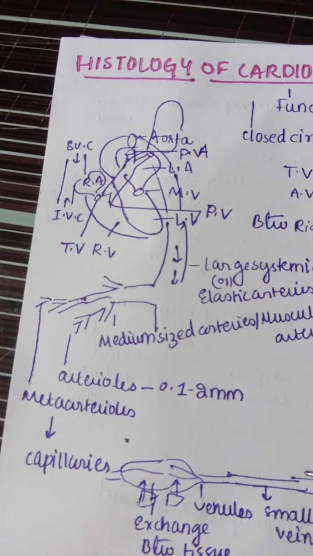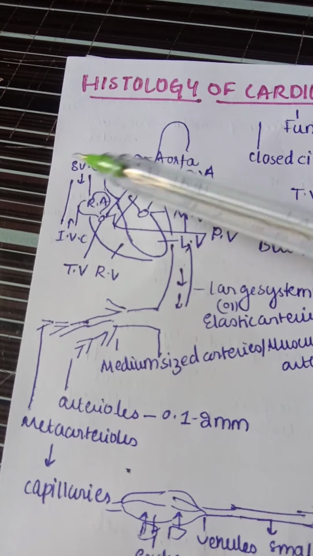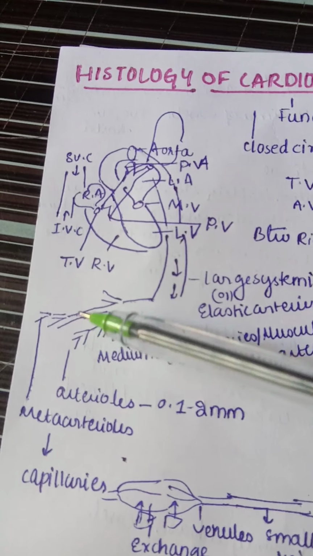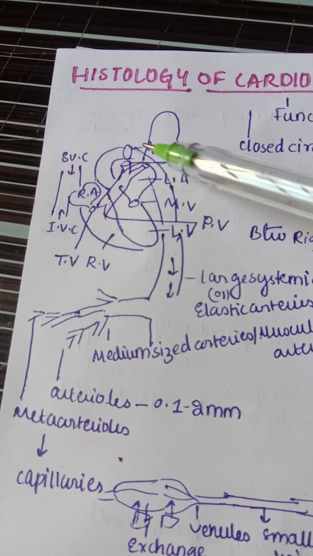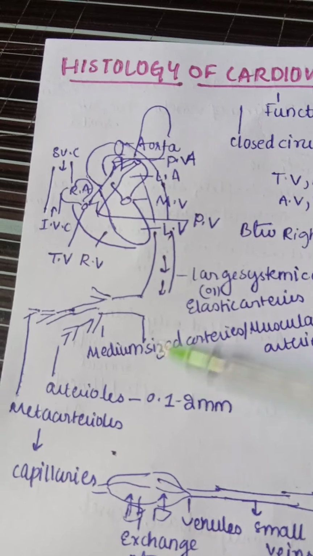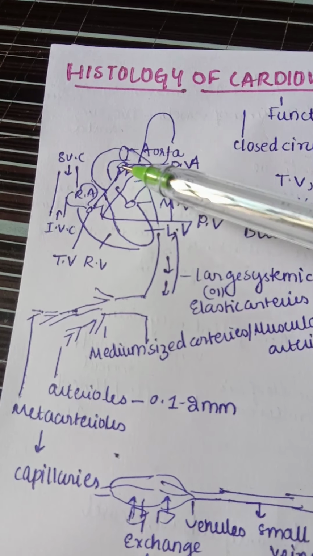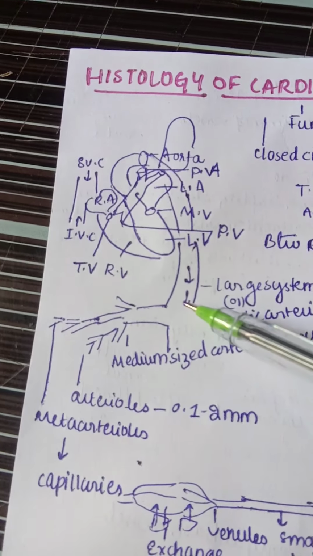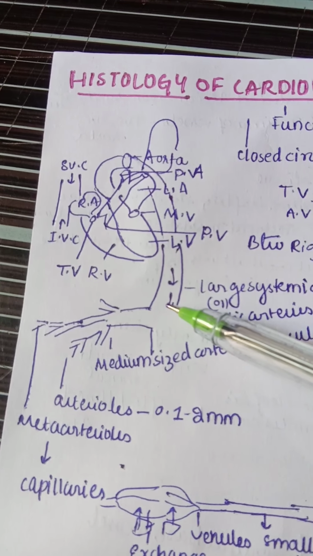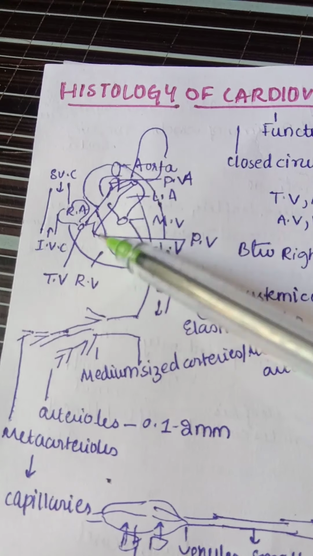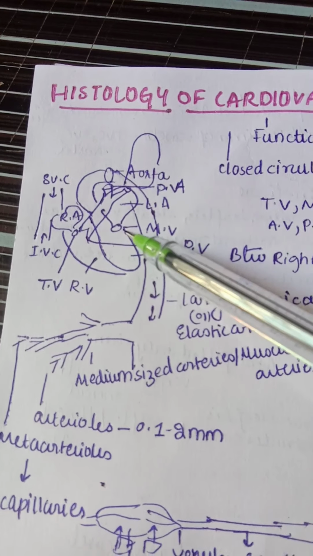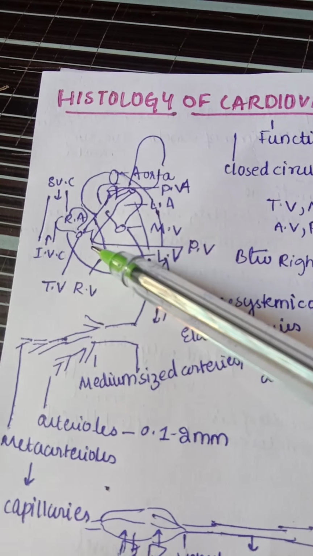And next you can see this is the superior vena cava, this is the inferior vena cava, and here we have our aorta, which is going to the systemic circulation, and the pulmonary circulation which is going to our lungs. So let us see, between the right heart and the left heart we have our pulmonary circulation. Why are we saying it like this?